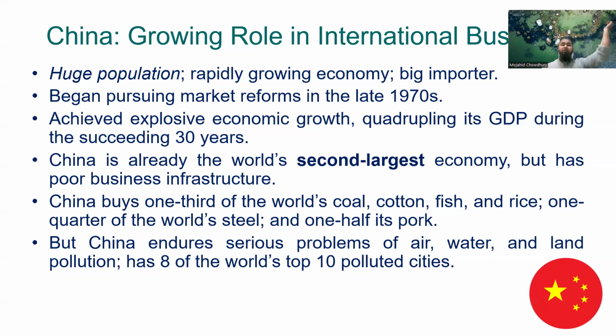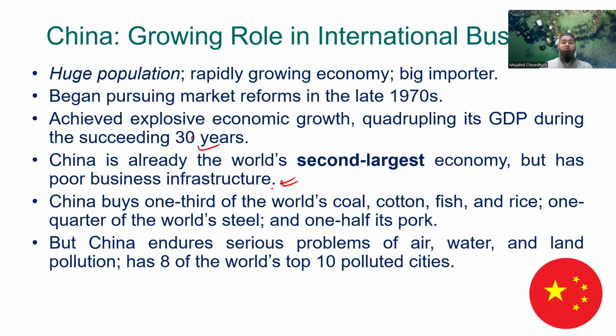So China in 1954 was an extreme communist, but over time they revised their economic system, and as a result they got explosive economic growth, quadrupling its GDP over the last 30 years. Now China is becoming the second largest economy in the world, but still China is struggling to have the strongest infrastructure. China is working on it, on their infrastructure, transportation, and logistics.